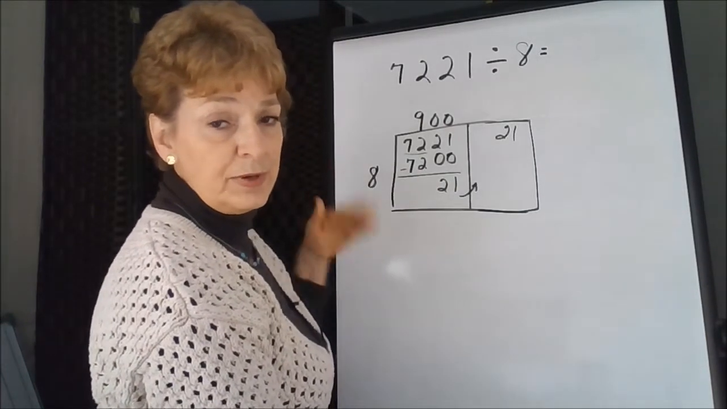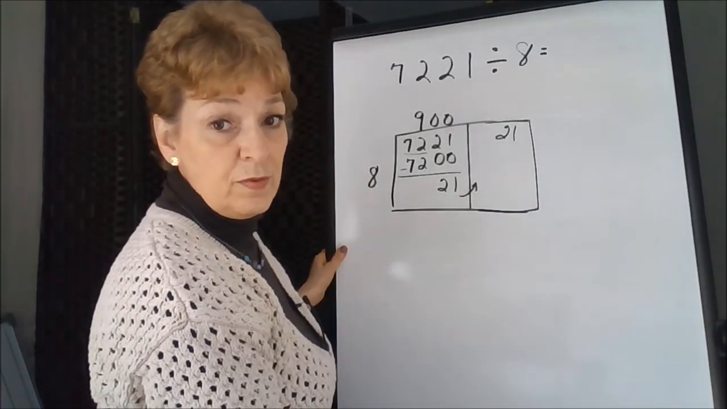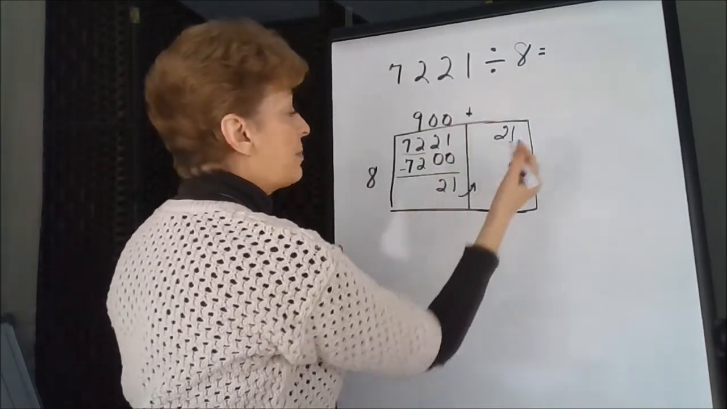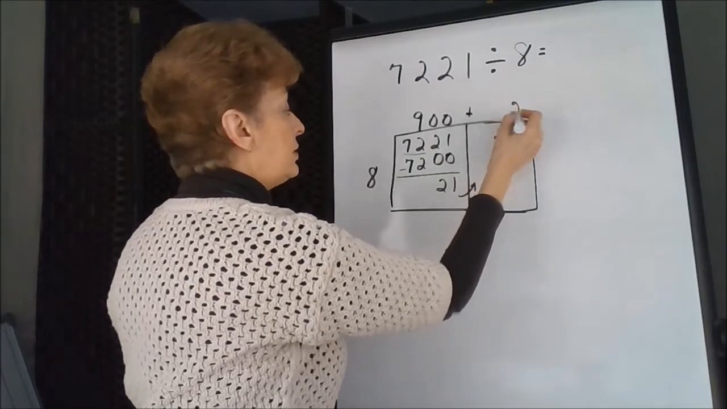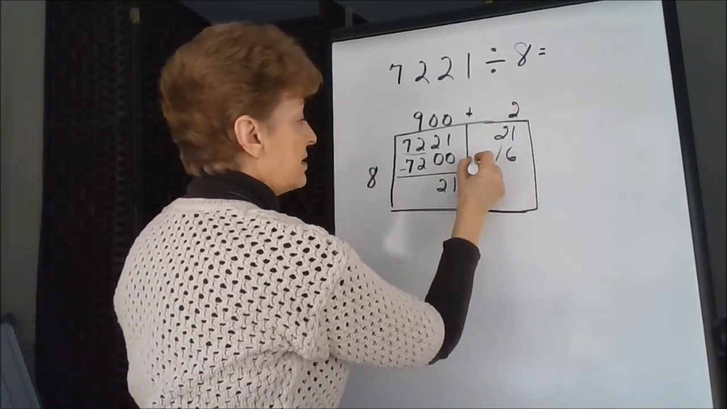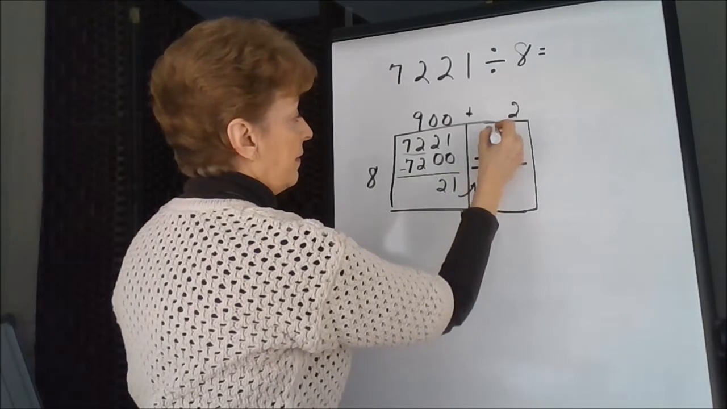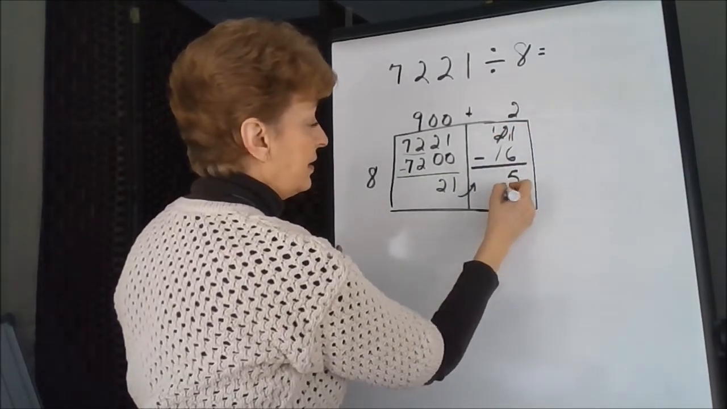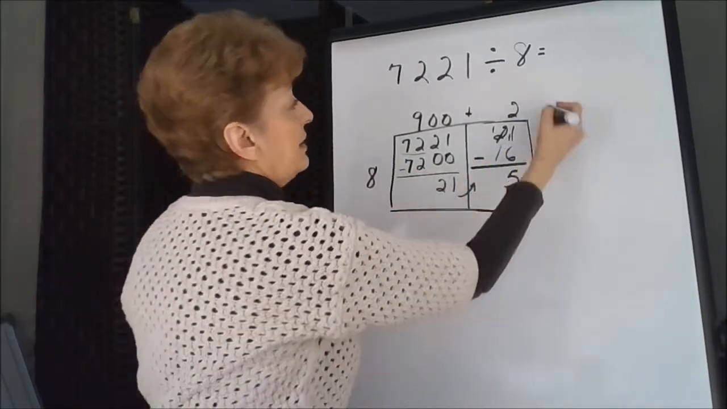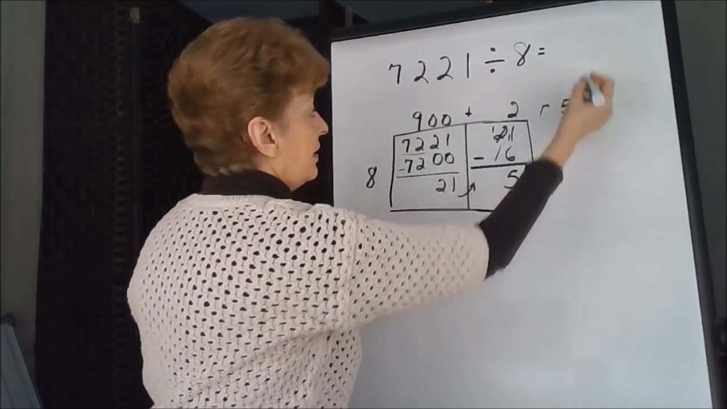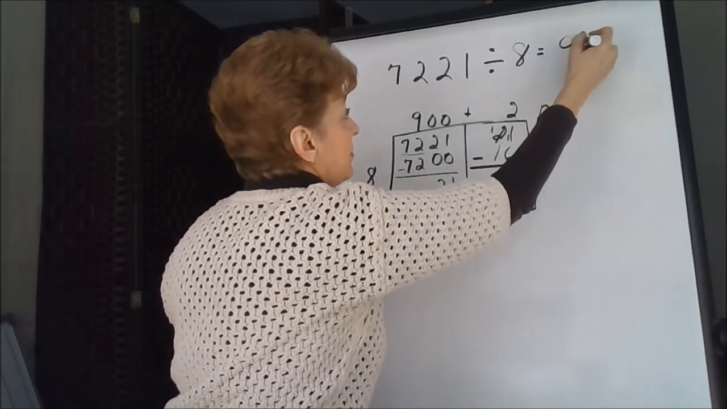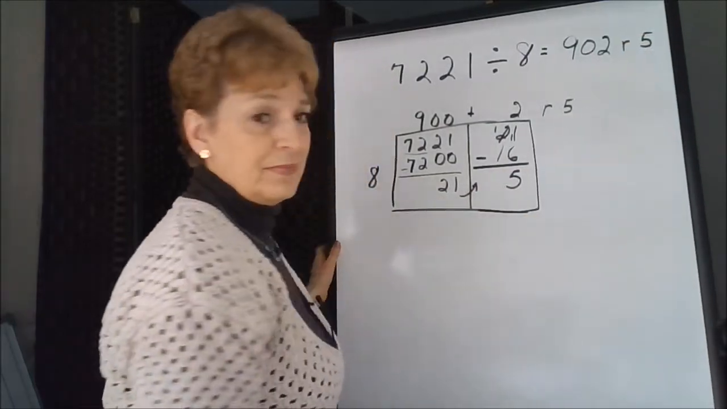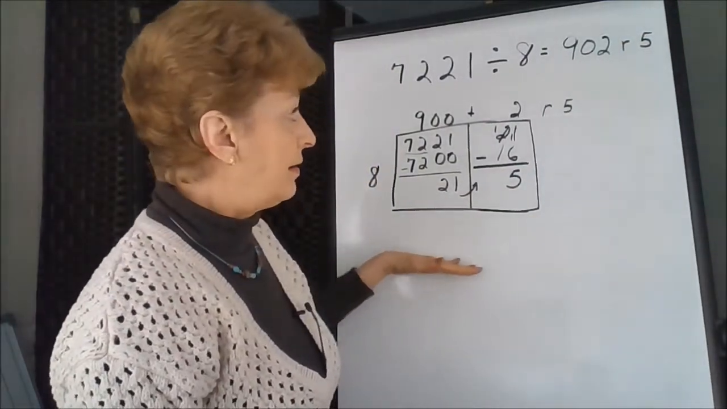8 times 3, if we skip multiply, is 24. 24 is too large, so we're going to have to drop back to the smaller number, which was 2. 2 times 8 is 16. Subtract. 21 take away 16 is 5. 5 is smaller than the 8, so we are done right there. Our answer: 902, remainder 5. This is the box method of division.